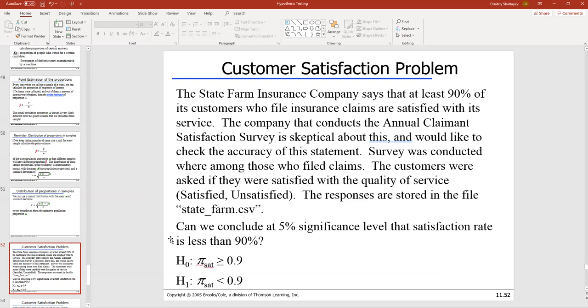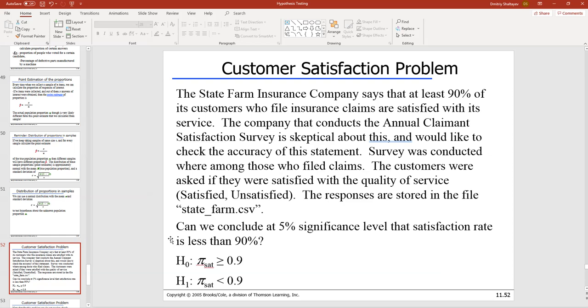State Farm Insurance Company says that at least 90% of its customers who file insurance claims are satisfied with how the claim is resolved at the end. Now, I want to point out, at least 90% means what? At least means 90 is the lowest number, could be more, right? At least 90 or above. That's their claim. The company that conducts the annual claimant satisfaction survey is somewhat skeptical about this and would like to check the accuracy of this statement on their own.